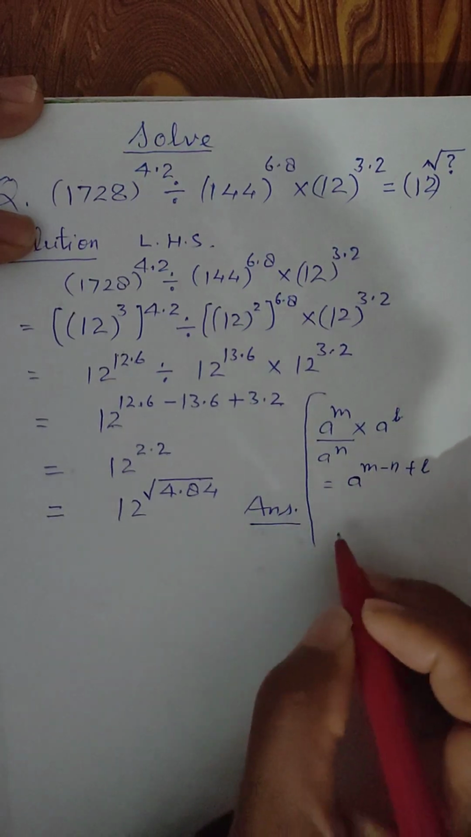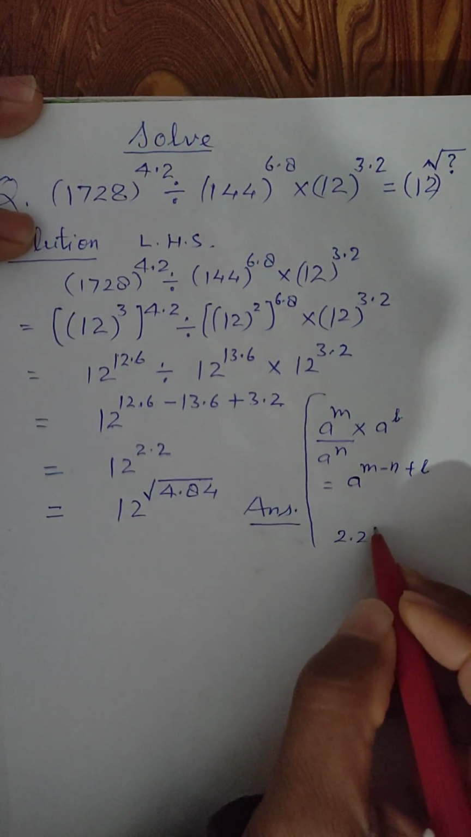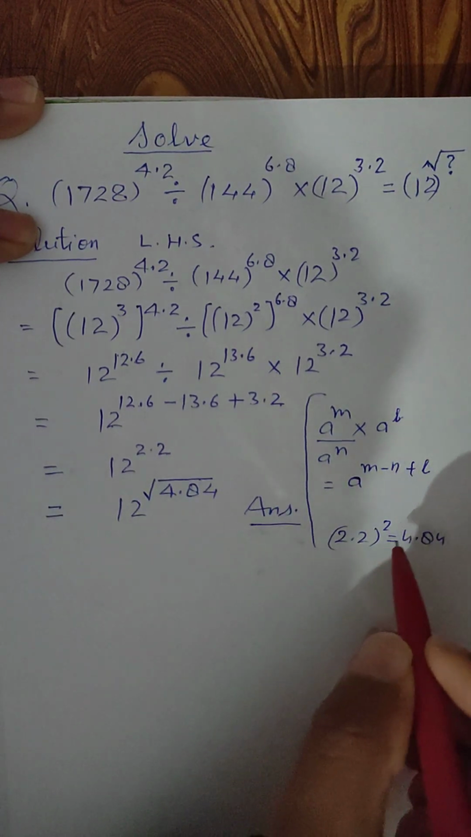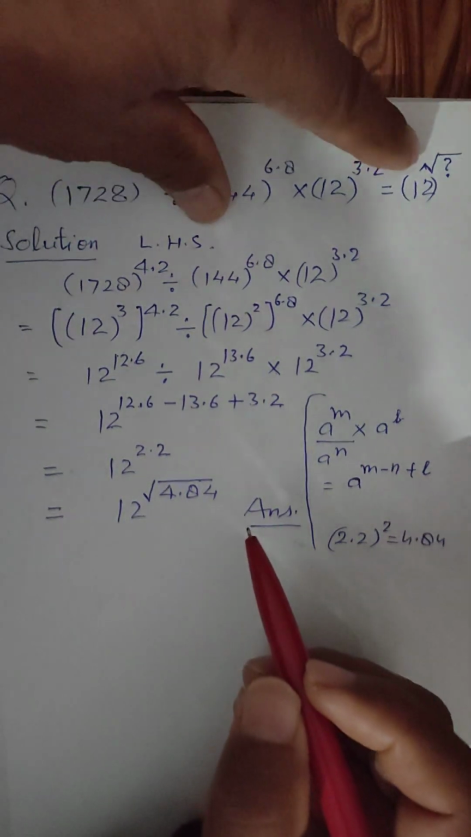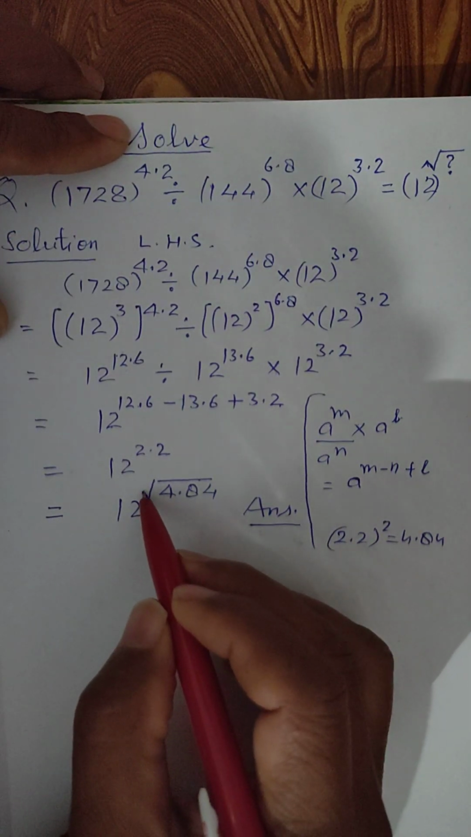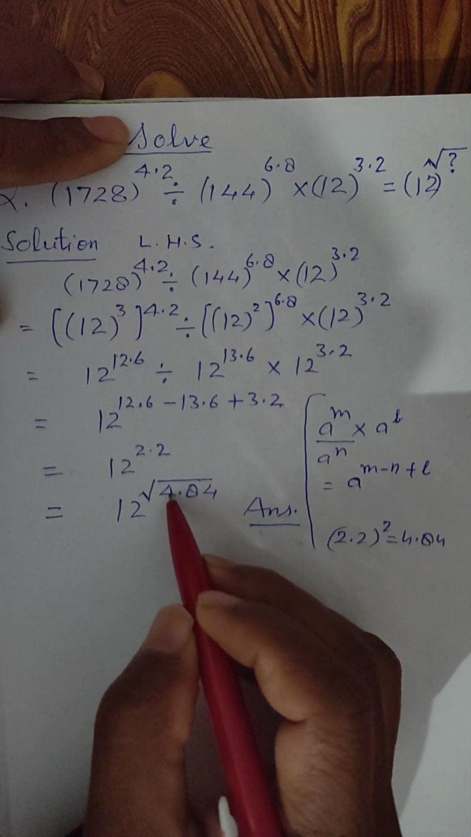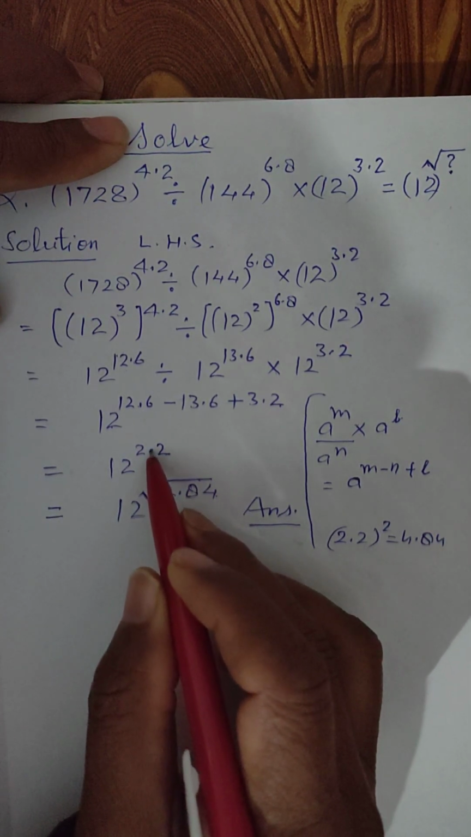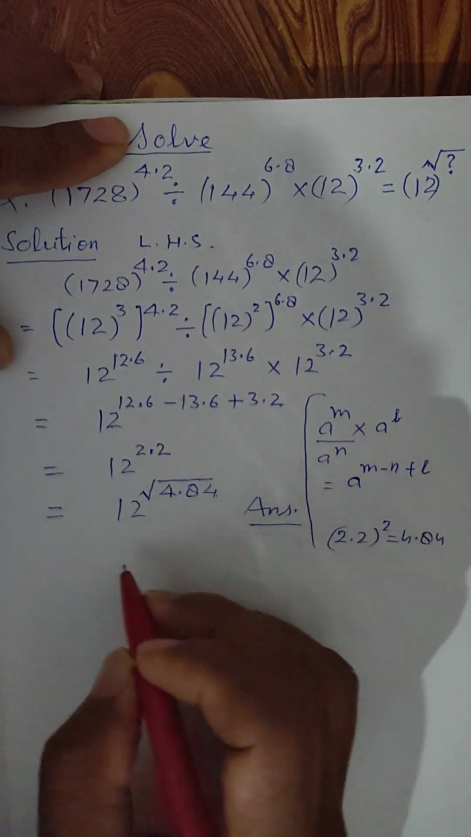and 2.2 square is equal to 4.84, so we have to write it in under root of 4.84, which is equal to 2.2. So this is the answer.